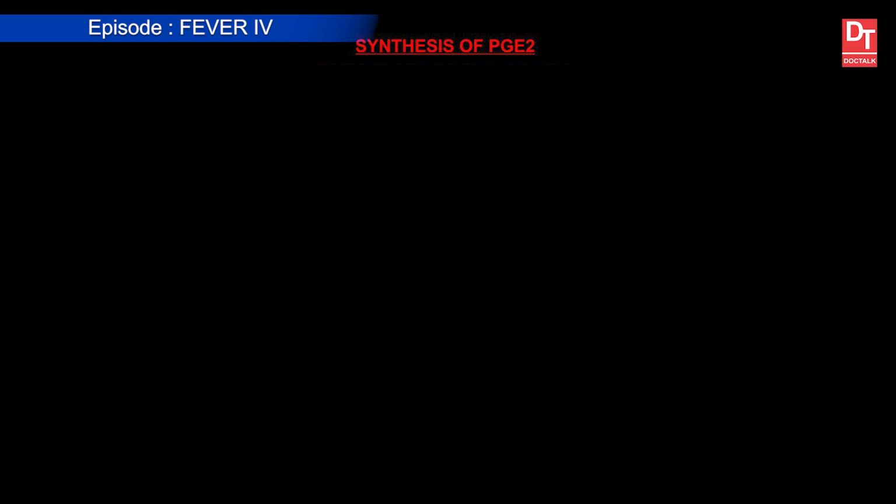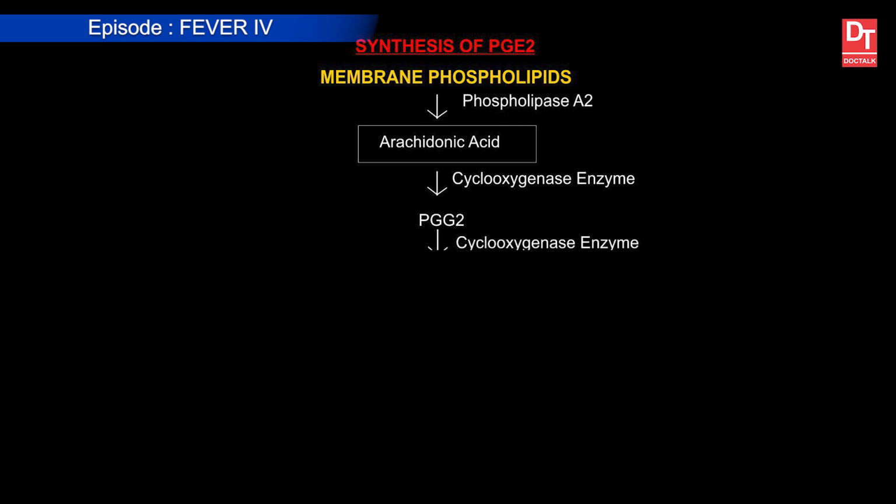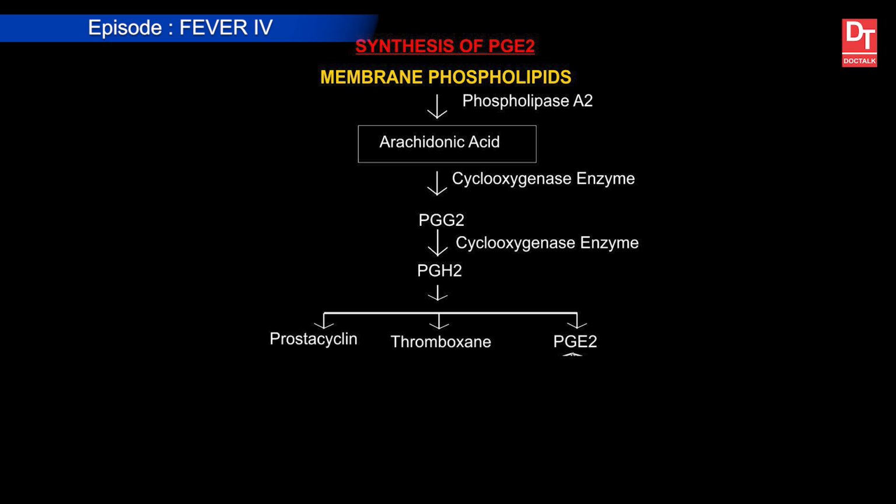Now, how PGE2 is getting synthesized? From membrane phospholipid with the help of phospholipase A2, arachidonic acid is synthesized. From arachidonic acid with the help of cyclooxygenase enzyme, PGG2 and PGH2 is synthesized. From PGG2 and PGH2, different prostanoids are synthesized like prostacyclin, thromboxane, PGE2, etc. So, PGE2 basically is synthesized from PGG2 followed by PGH2.